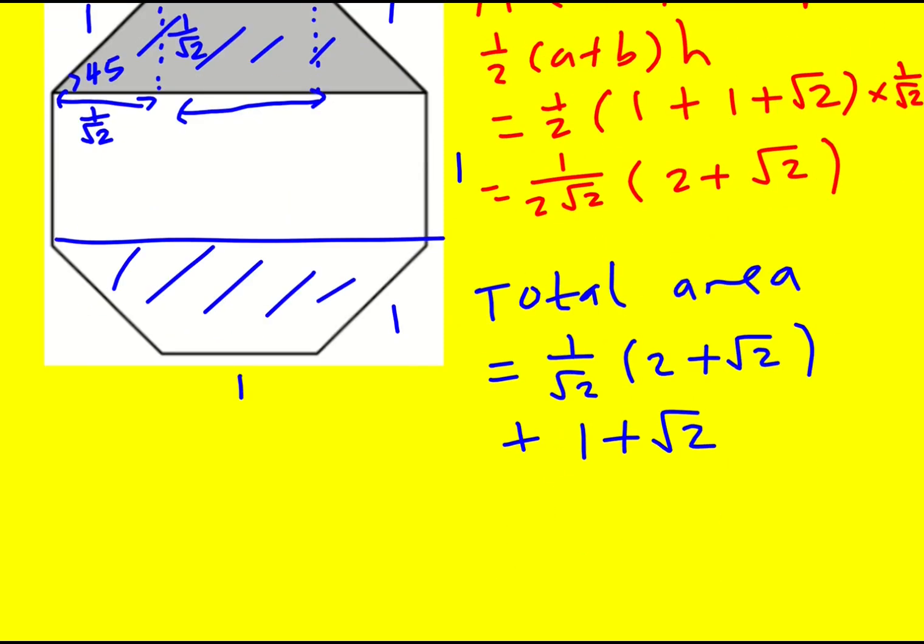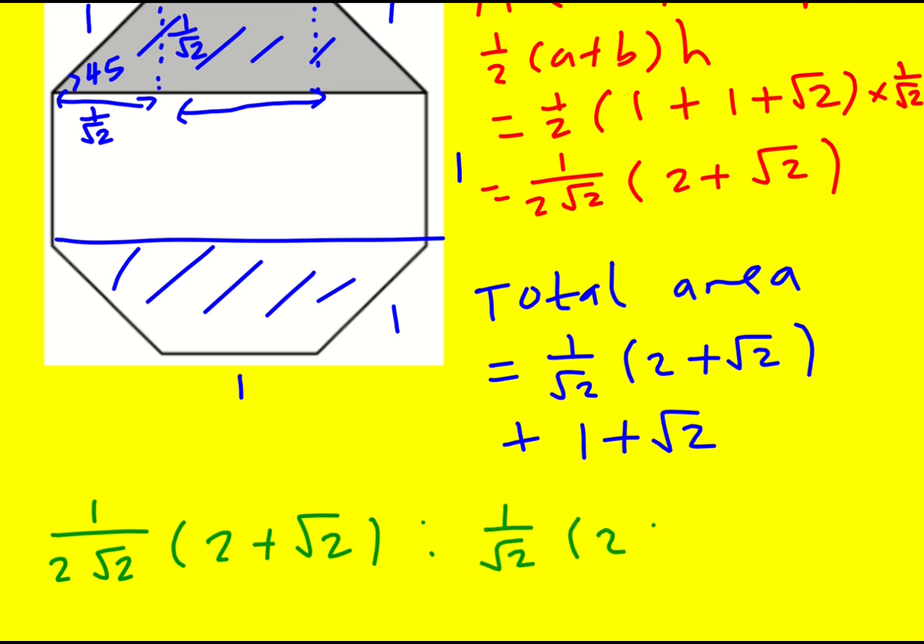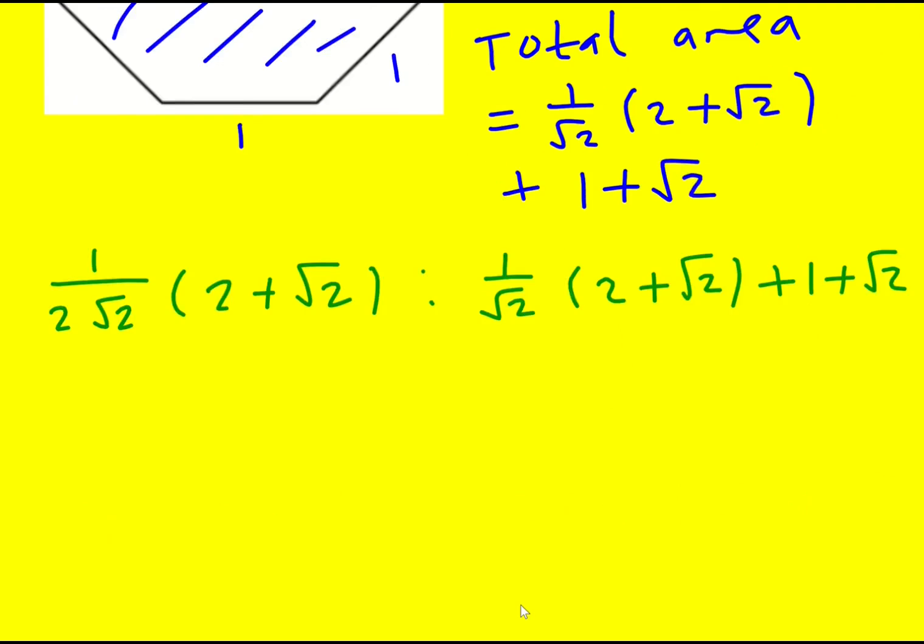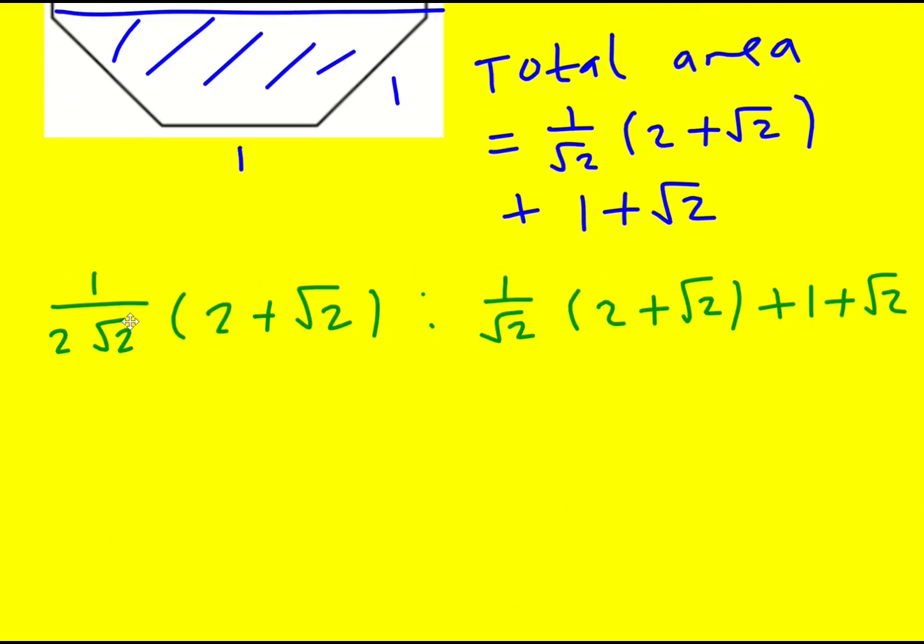Now I'm going to go straight for the ratio, rather than simplifying it. So 1 over 2 root 2, 2 plus root 2 to 1 over root 2, 2 plus root 2 was 1 plus root 2. Yeah, and to be fair, it's not going to simplify quite as easily. Well, what I can do is just times through by, what should I times through by? I think 2 root 2, in fact.